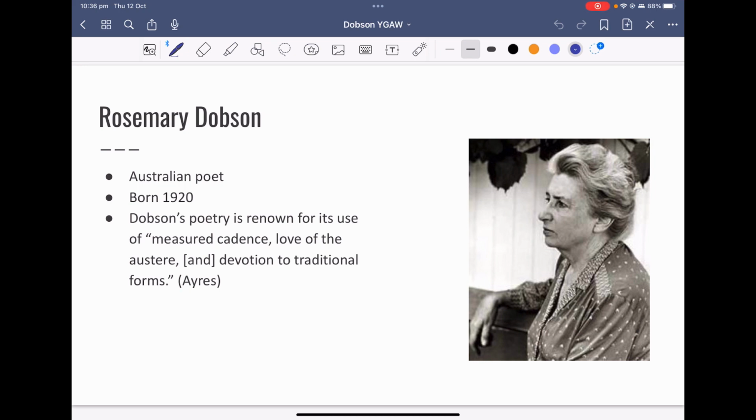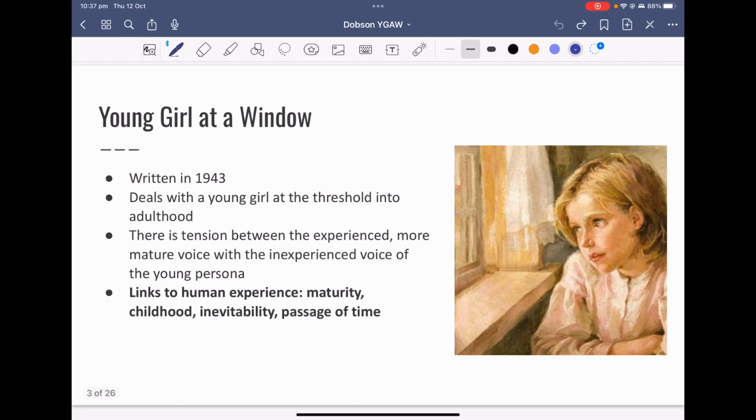Dobson's poetry is renowned for its use of measured cadence, love of the austere, and devotion to traditional form. And you'll see this as you study a lot of Dobson's poetry. There is a similar type of style that you'll see across her poetry. So, Young Girl at a Window.